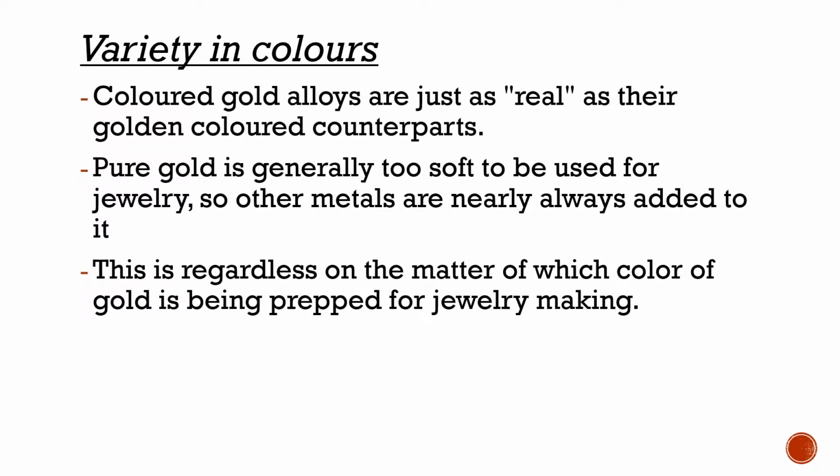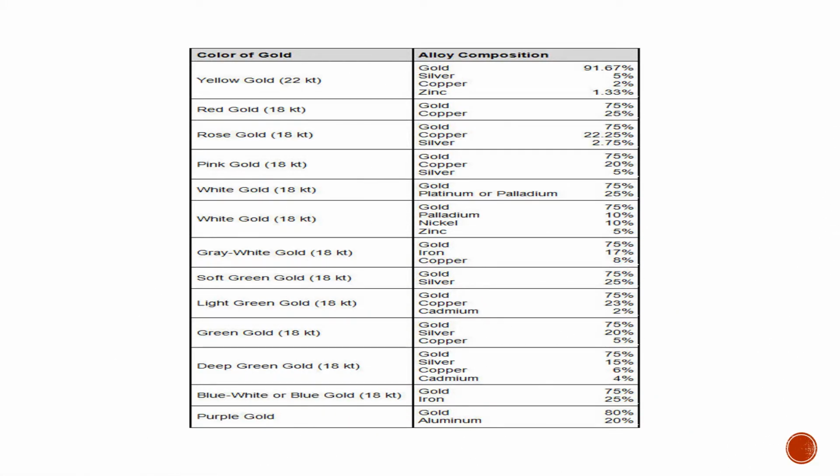Variety in colors. Colored gold alloys are just as real as their golden colored counterparts. Pure gold is generally too soft to be used for jewelry, so other metals are nearly always added to it. This is regardless of which color of gold is being prepped for jewelry making. You can see this is a table of the colors of gold that exist and their compositions.